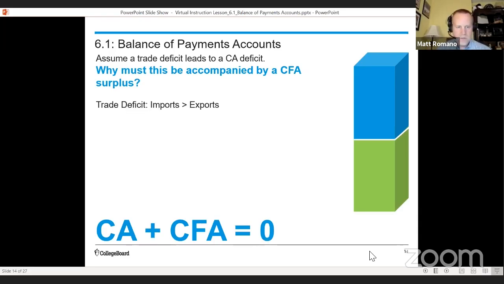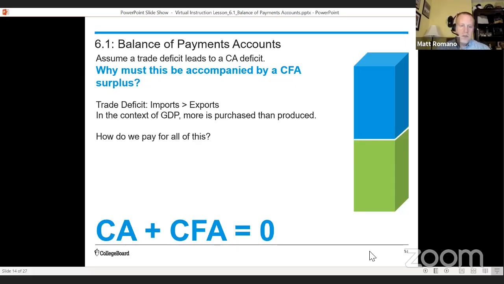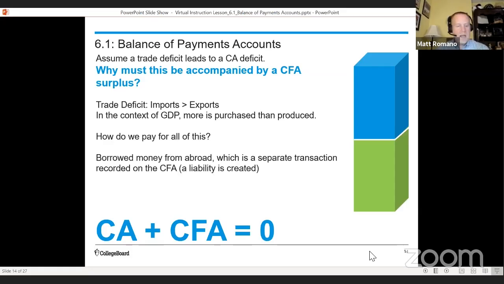If there's a trade deficit, we know that means imports are greater than exports, that a nation is bringing in more goods than it is selling to other nations. And because of the way we calculate GDP, C plus I plus G plus NX, using the expenditures approach, what this is really saying is that the citizens of a nation are purchasing more than they're producing. They're purchasing more than national income. And to do this, we have to pay for it somehow. Money has to be borrowed from abroad. That borrowed money is a separate transaction, which is going to be on the capital and financial account. In other words, a liability is being created with that borrowed money.